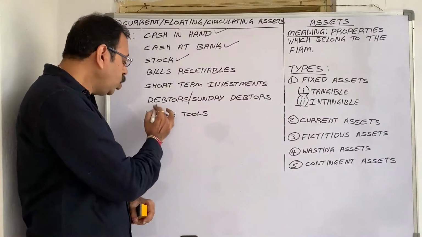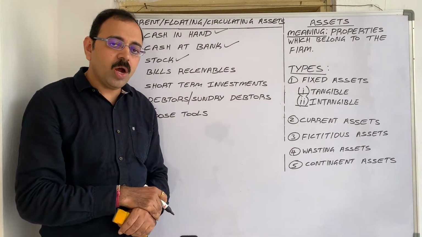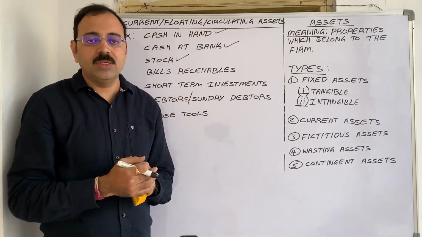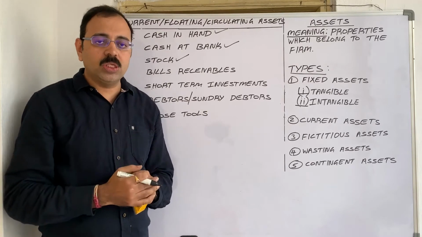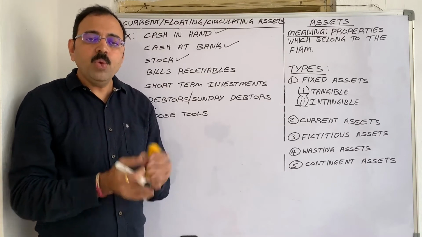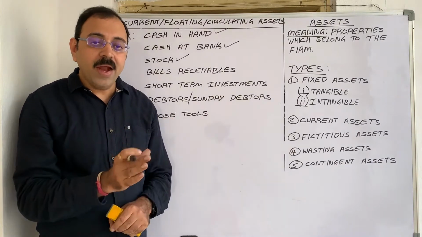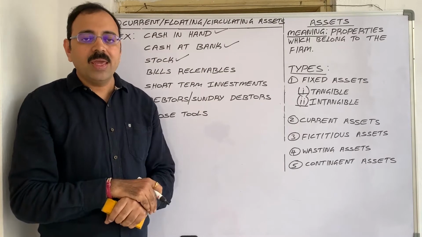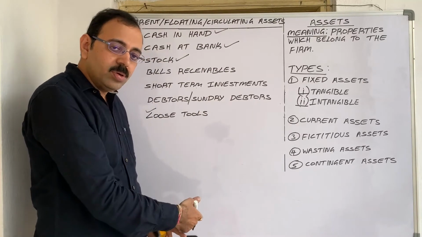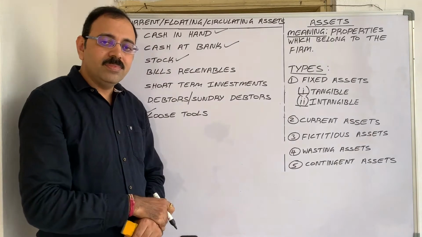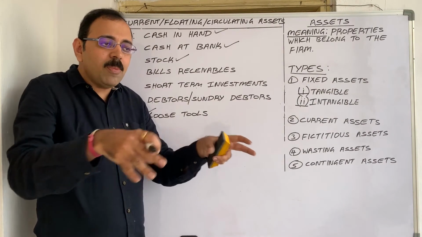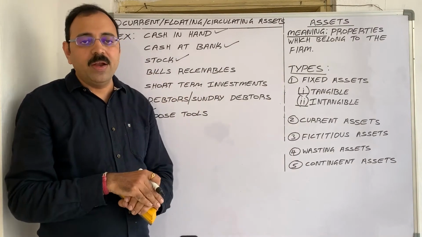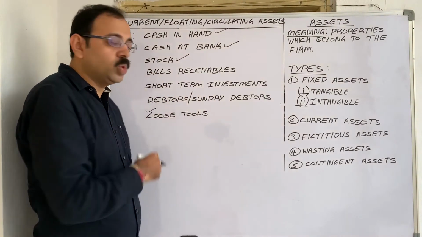Next one is loose tools. Loose tools means what? These are the assets which are used in the production process. For example, screws, tapes. We use them for a short period and it is very difficult to maintain a separate account for each. Can we prepare a screws account or tapes account? No. So all these types of assets which are useful to manufacture a product are named as loose tools.